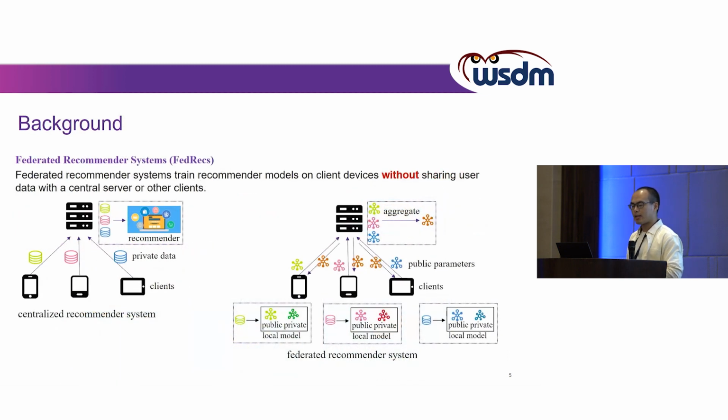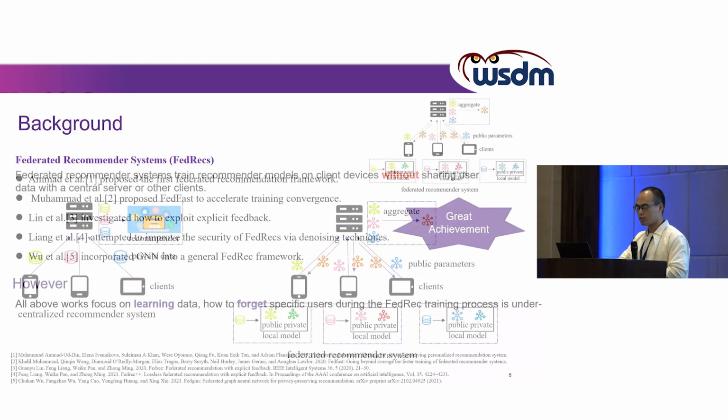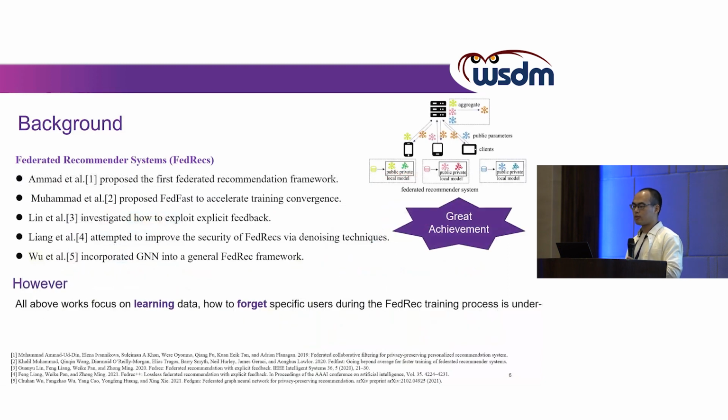So researchers pay attention to another type of recommender systems named Federated Recommender Systems, FedRecs. FedRecs can train recommender models on each user's client devices, so we do not need to share data with the central server, which seems to be more privacy preserving. And since the first federated recommender system was proposed, many extended versions have been released in recent years.